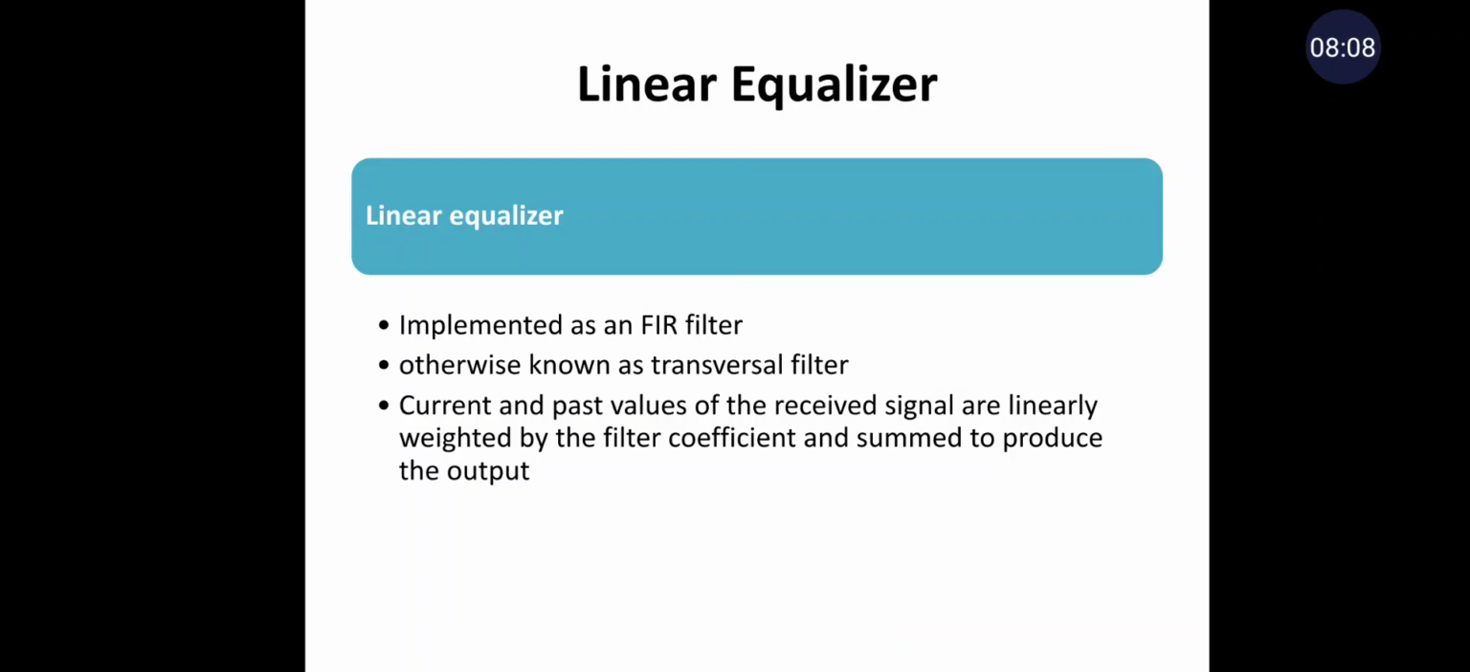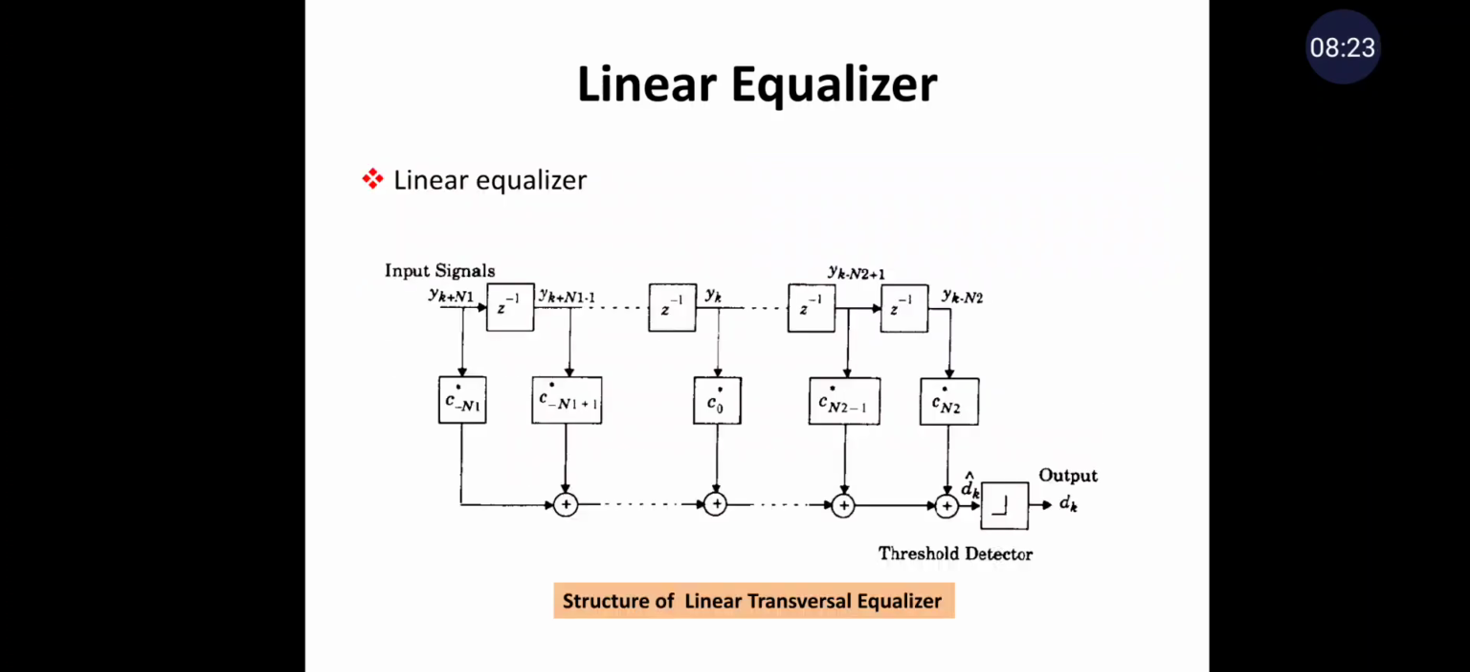Next, let's talk about the linear equalizer. It is implemented as an FIR filter, otherwise known as a transversal filter. The current and past values of the received signal are linearly weighted by the filter coefficients and summed to produce the output. So this is the structure of the linear transversal equalizer. We have the delay elements, the taps, the weights, and one more device, that is the threshold detector, and finally we have the output. The output is denoted by dk.